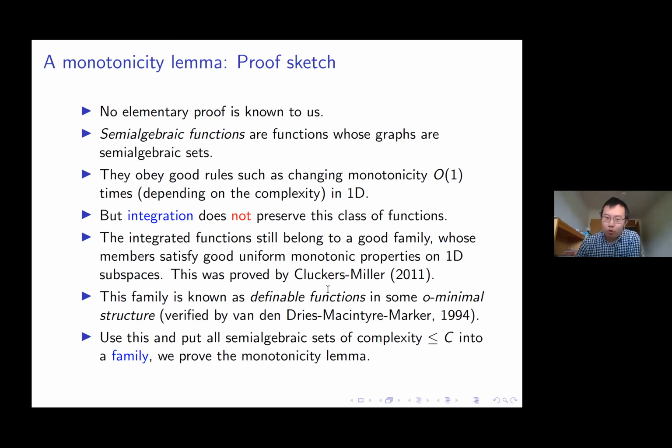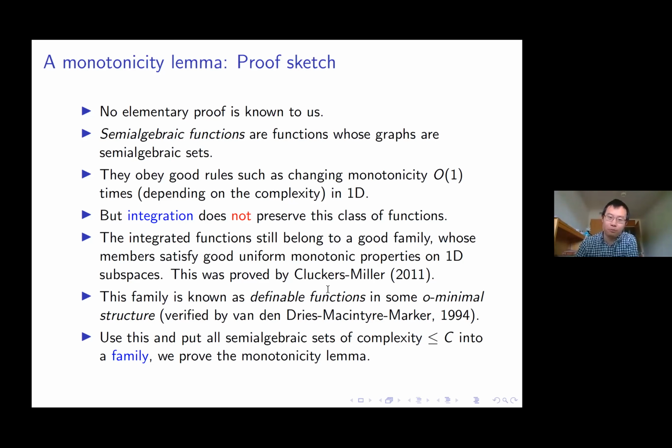But things are a little bit trickier. So this is enough if, remember, we were in R^{n+1}. If n is equal to 1, then this will be enough. But when n is at least 2, we will see some sort of integration over our hyperplane because we are looking at the volume. The volume is just a typical integration. In general, if you integrate a semi-algebraic function, then it's not preserved. So we all know, for example, the well-known example of elliptic functions. And then you're not semi-algebraic anymore. But it's very fortunate we have very powerful tools that the integrated functions still belong to a good family. And the members of this family still satisfy good uniform monotonic properties in one-dimensional subspaces.